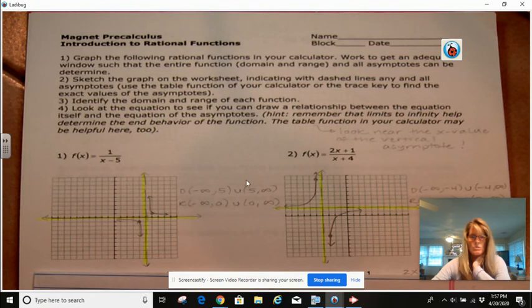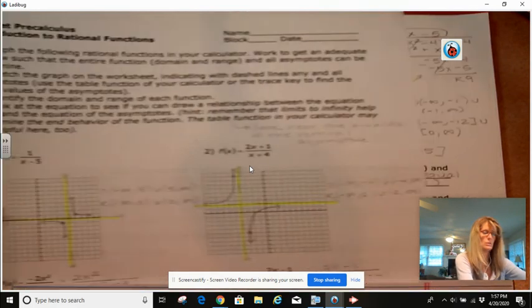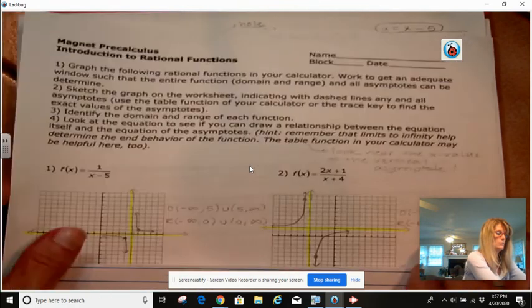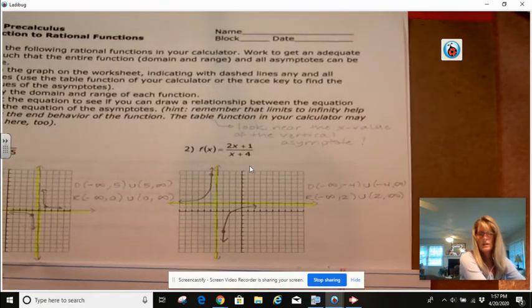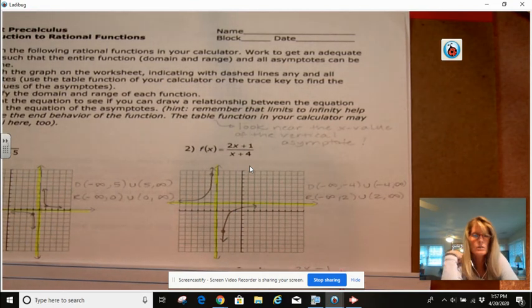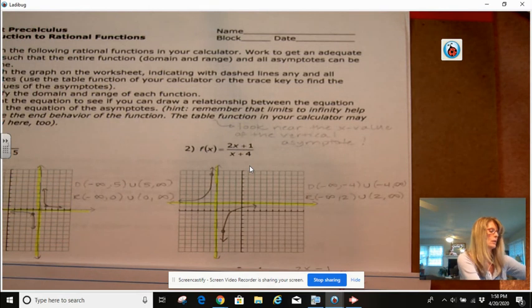Notice in the domain and range, I've used parentheses because of the asymptotes. So then in number 2, that's the one that I graphed on the calculator. It looks like we have a vertical asymptote at x equals -4, a horizontal asymptote at y equals 2. I got a couple of points off the table from the calculator to plot, drew my curves through those points, hugging the asymptotes, and that led to my domain and range.